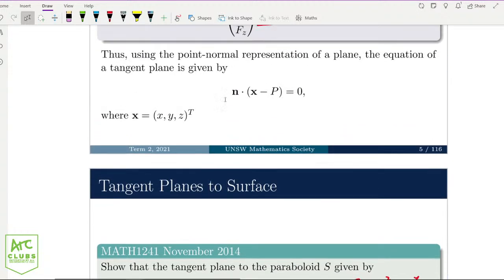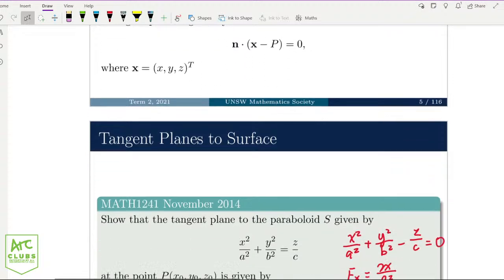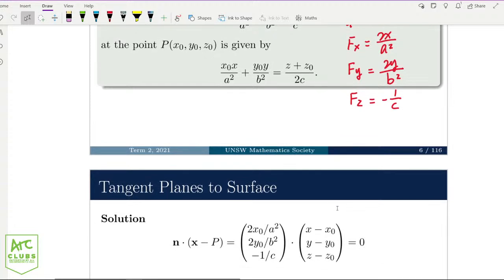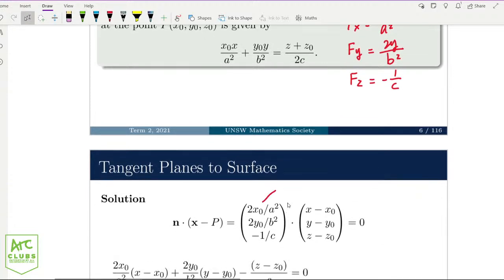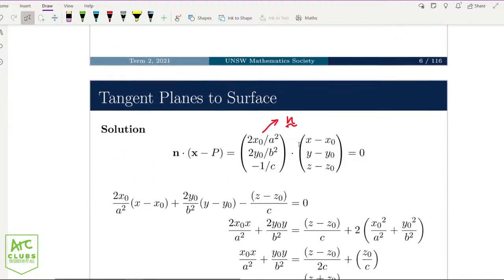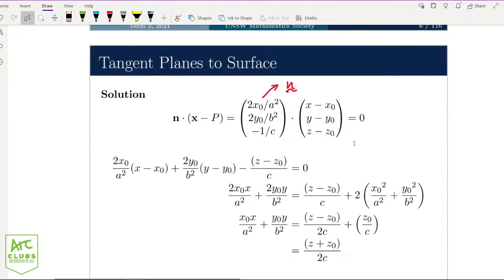then substitute that into a point normal representation of a plane. That's exactly what we've done over here. So this is our normal vector that we just evaluated. And then we put it into this particular formula that we had, and then let it be equal to 0. Now expanding the left-hand side of our equation using the definition of dot product, this is what we end up with.